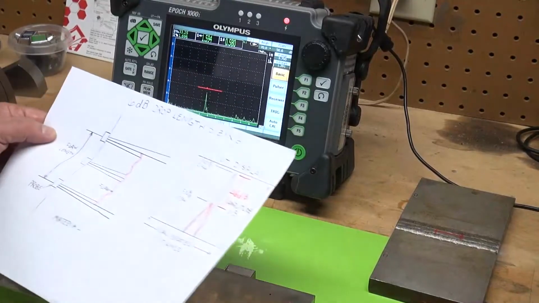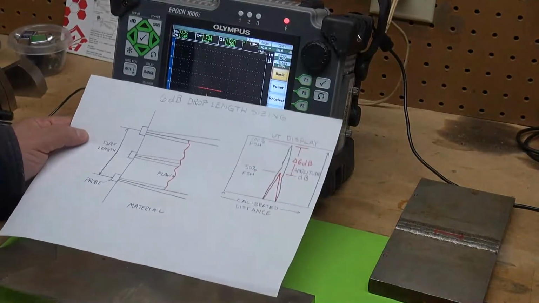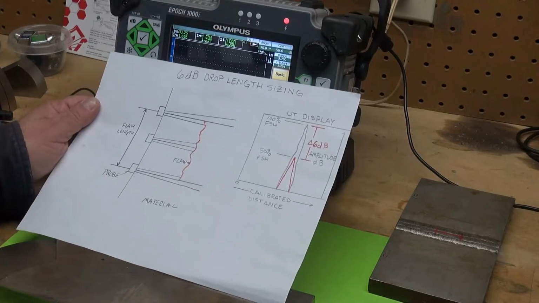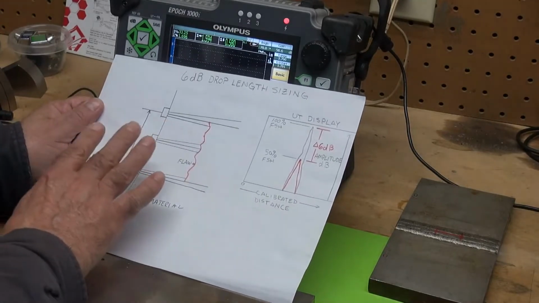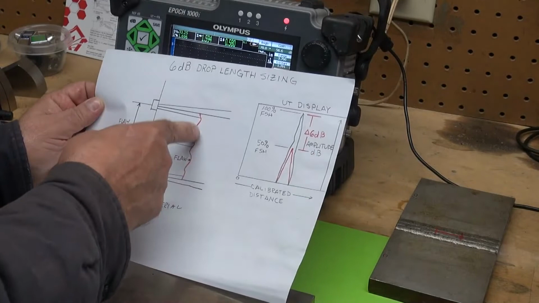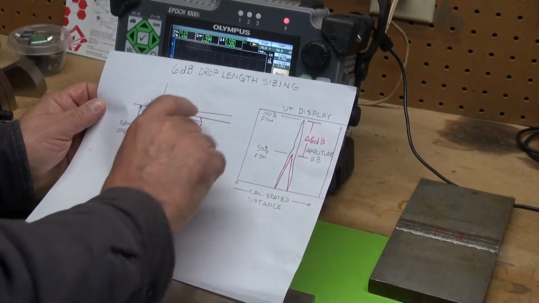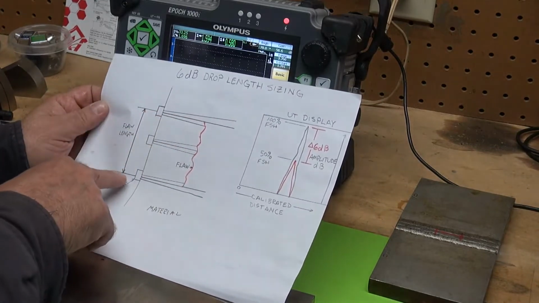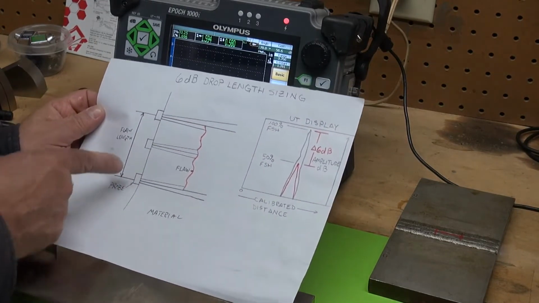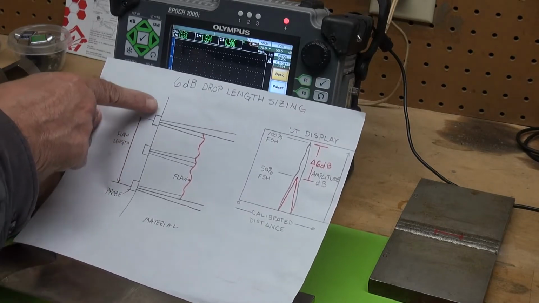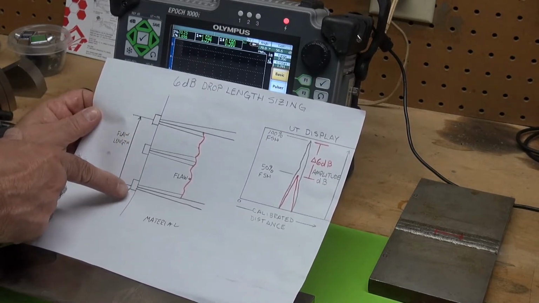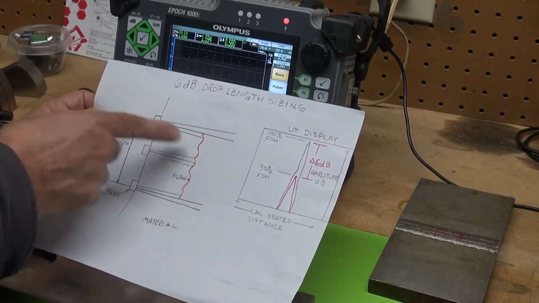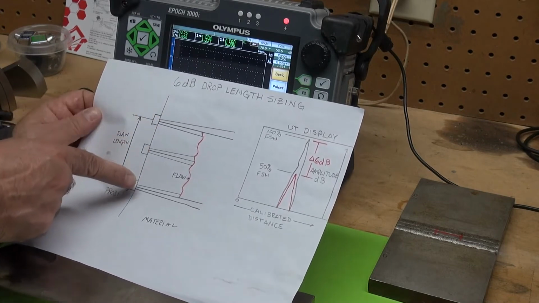I want to talk a little bit about using the 6 dB drop method for length sizing a defect. Excuse my crude drawing, but this drawing shows a flaw, maybe in a weld, a crack, and this is the ultrasonic transducer. If you take that transducer and slide it back and forth at an equal distance, parallel to that defect, you can walk that signal along it.